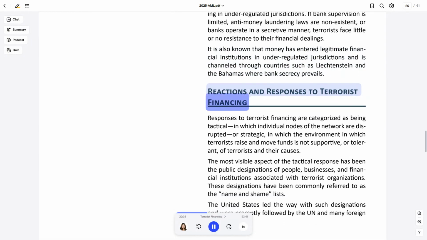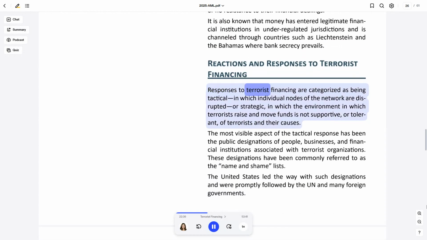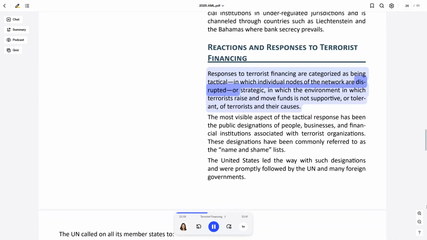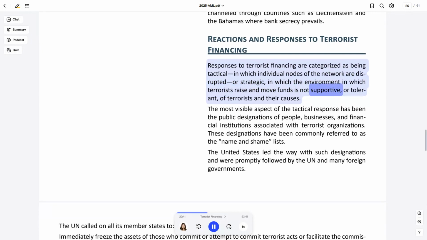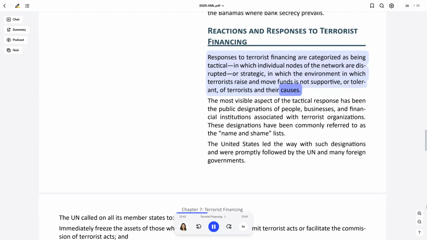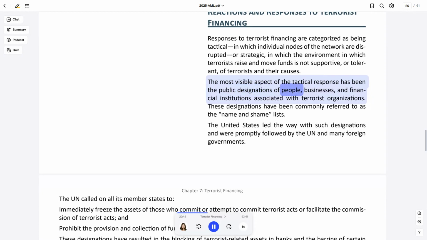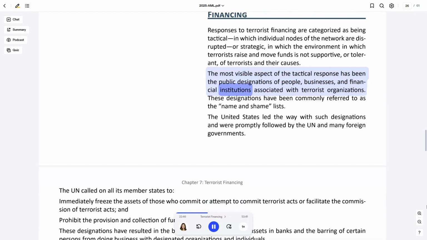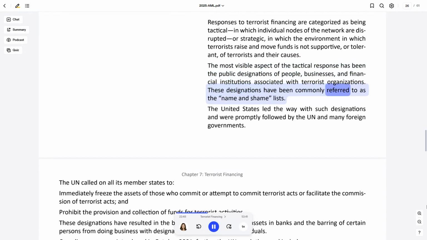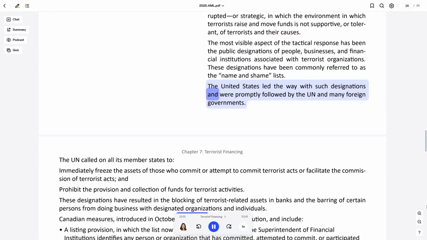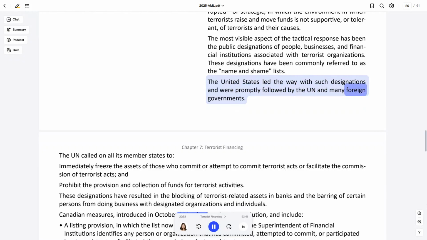Reactions and responses to terrorist financing. Responses to terrorist financing are categorized as being tactical, in which individual nodes of the network are disrupted, or strategic, in which the environment in which terrorists raise and move funds is not supportive or tolerant of terrorists and their causes. The most visible aspect of the tactical response has been the public designations of people, businesses, and financial institutions associated with terrorist organizations. These designations have been commonly referred to as the name and shame lists. The United States led the way with such designations, and was promptly followed by the UN and many foreign governments.